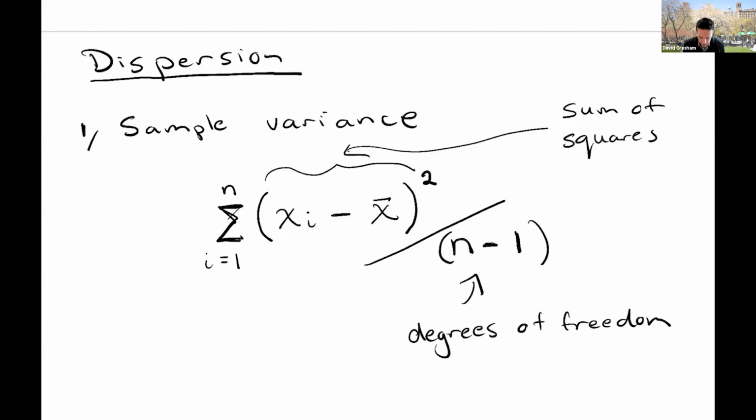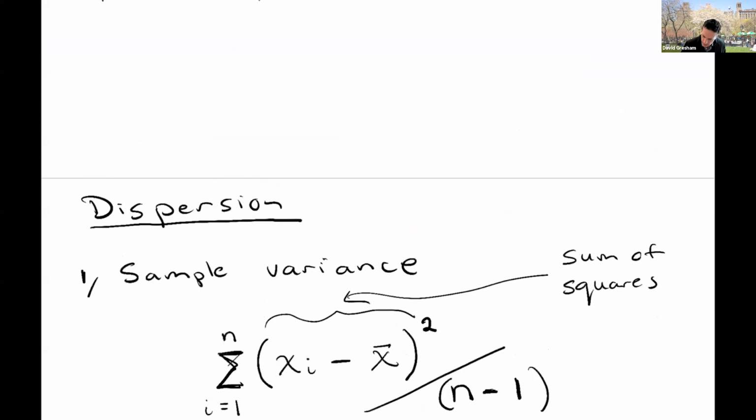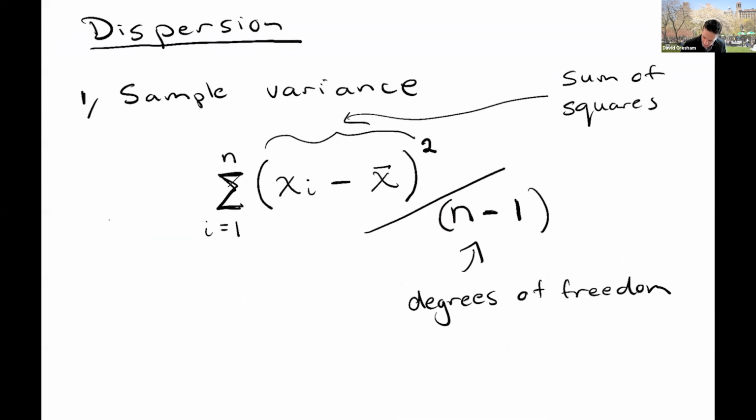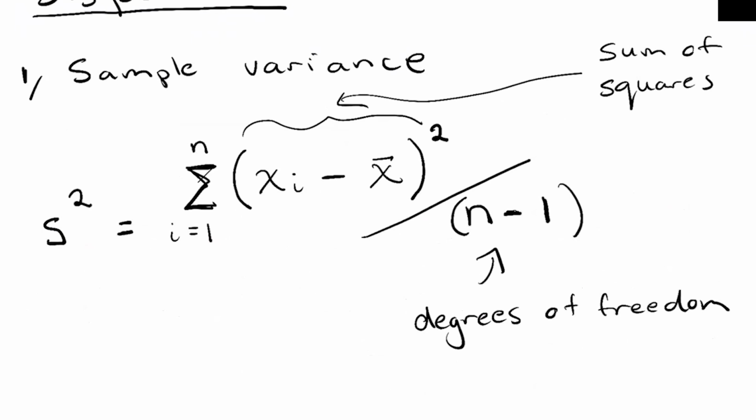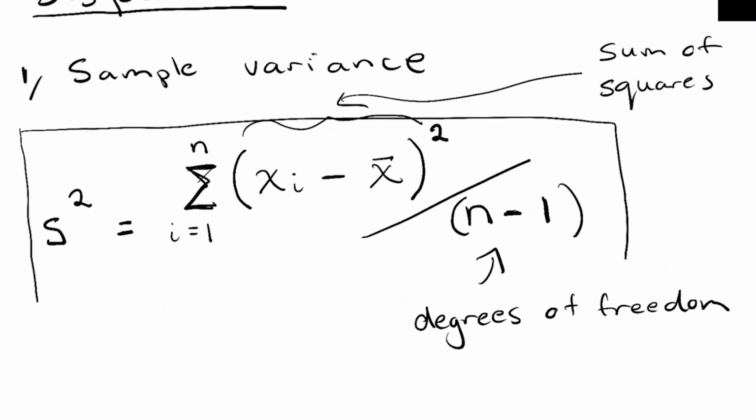Okay, so we're computing now our sample variance. The symbol we use for this is S squared, and this is our equation for the sample variance. Is it the same as standard deviation? It's not the same as the standard deviation, is the answer. We'll come to the standard deviation.